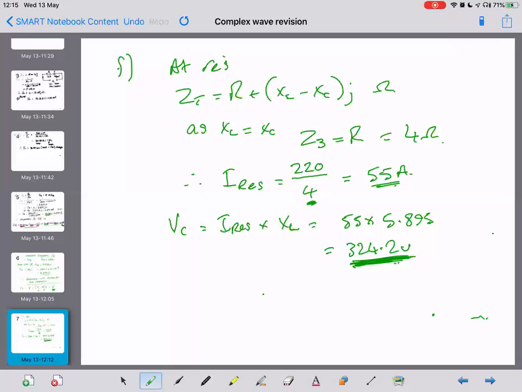And VC is going to be the same, because this value is exactly the same. It's just that one would have a positive 90-degree angle and the other a negative 90-degree angle. So they're completely out of phase with each other, but they can be very large.